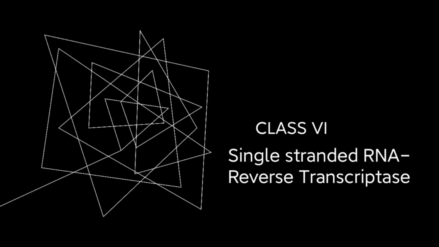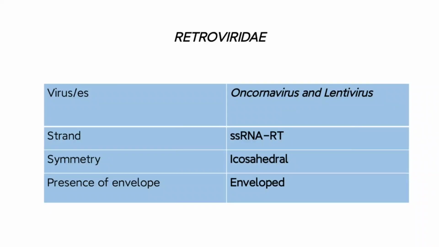And that's it, no? Next is the class 6, the last one, no? Single-stranded RNA reverse transcriptase. So, we have the Retroviridae, the only family that is medically significant in this Baltimore class. So, we have the Oncorna virus as well as the lentivirus. Okay? So, what is their strand? Single-stranded RNA reverse transcriptase. Symmetry, they are all icosahedral, and then they are enveloped.